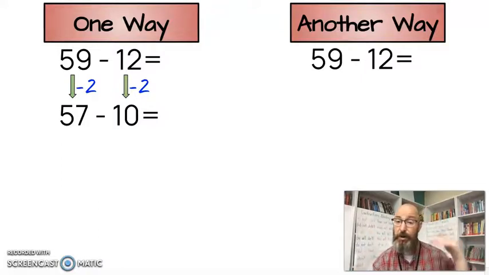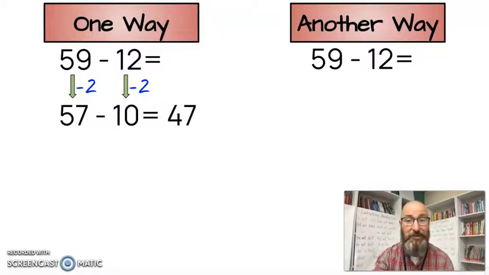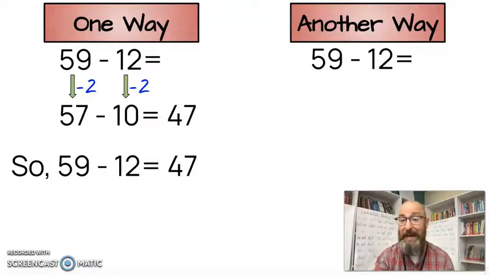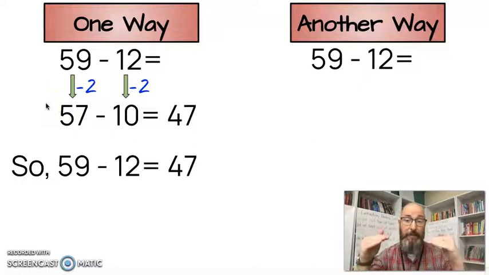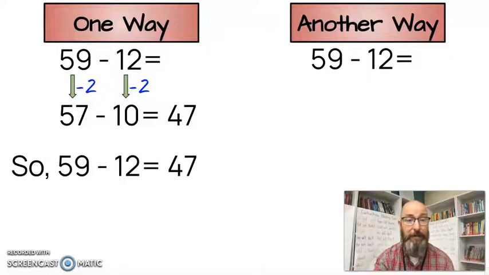Again, think about our hundreds chart. We go from 57, we go up 1. Did you get 47? You should have. And 59 minus 12 is 47. Again, this is the same way as with addition, except we subtracted from both sides. As long as you do the same thing twice, it works, and it keeps the difference the same.